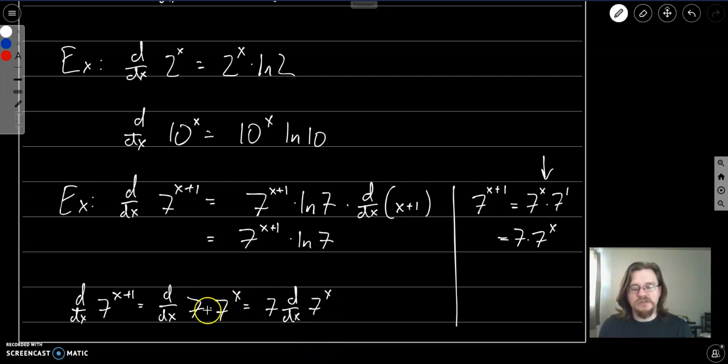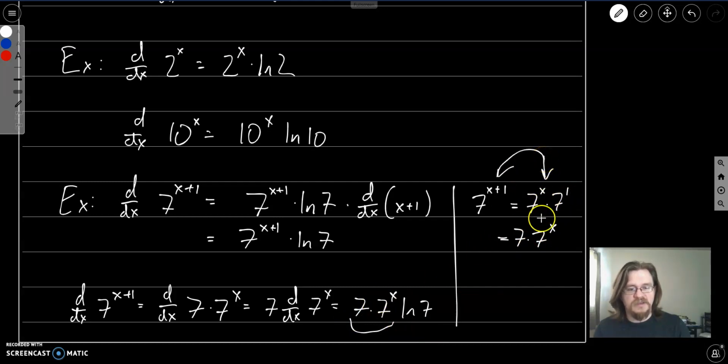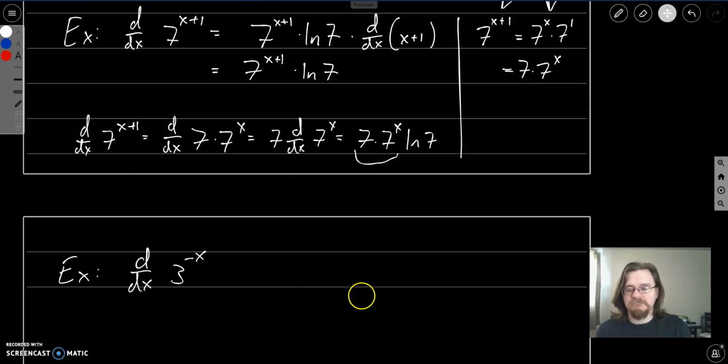A constant times a function, you can pull constants out. So this is just going to be 7 times the derivative of 7 to the x, which is going to be 7 times 7 to the x natural log of 7. And I can then consolidate these guys in the same way that I did over here. If I take 7 to the x times 7, I get 7 to the x plus 1. So our answers match. There's more than one way to take a derivative of these exponential functions.